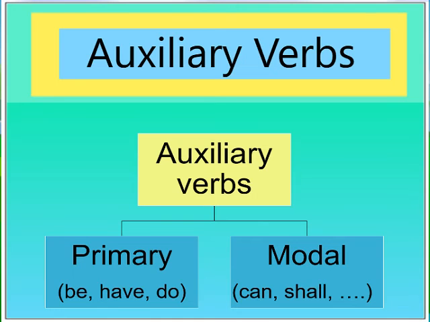To avoid any confusion, auxiliary verbs are of two types, primary auxiliary verbs and modal verbs. Remember, primary auxiliary verbs, like we have seen, includes the different forms of be, have, and do. And modal verbs includes can, shall, will, would. We'll see this in the remaining classes.